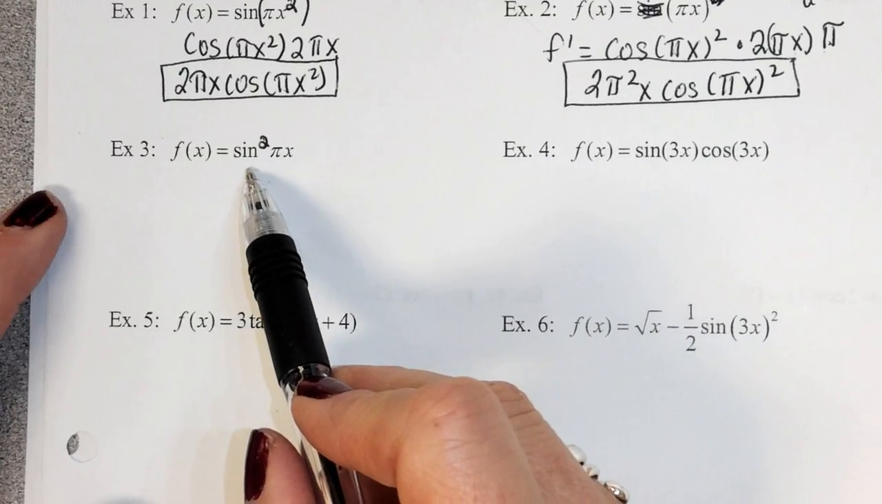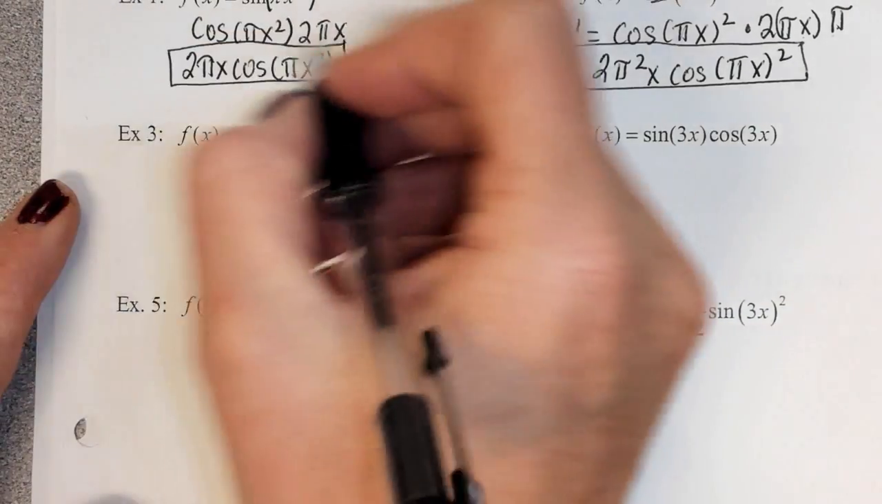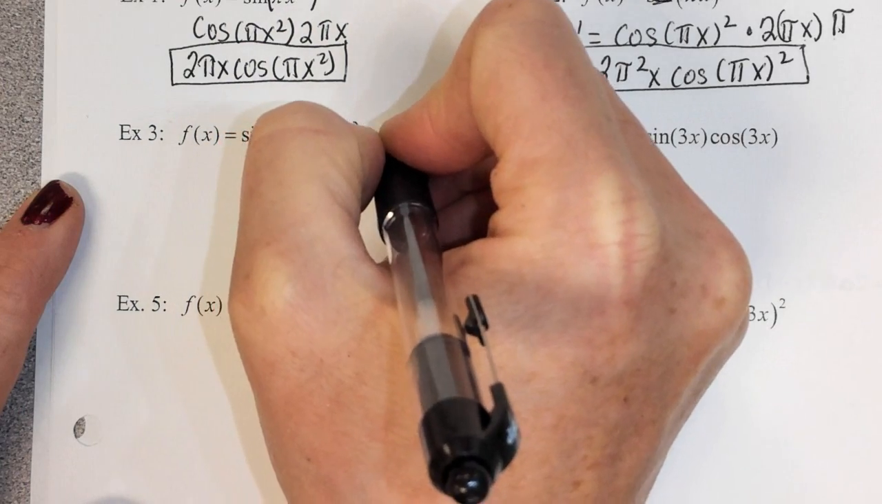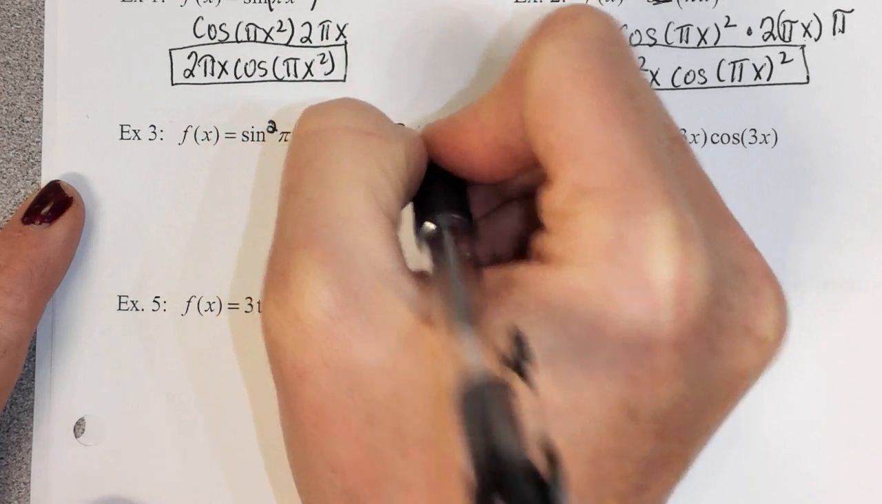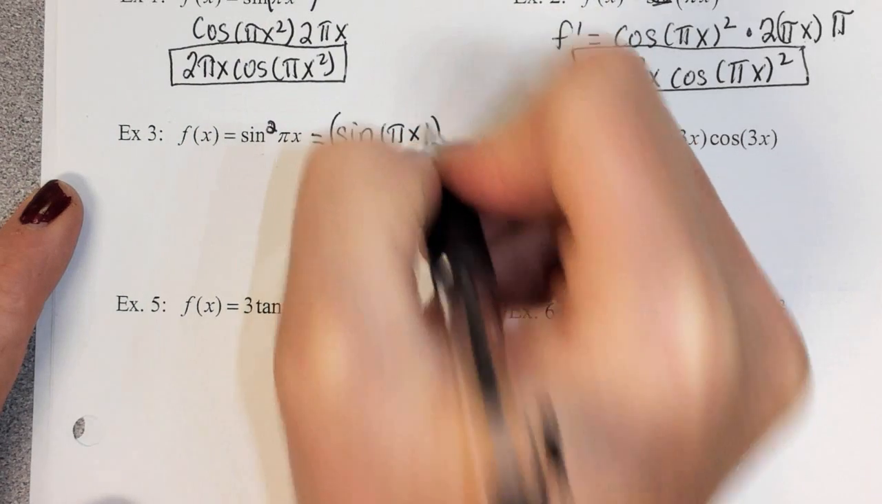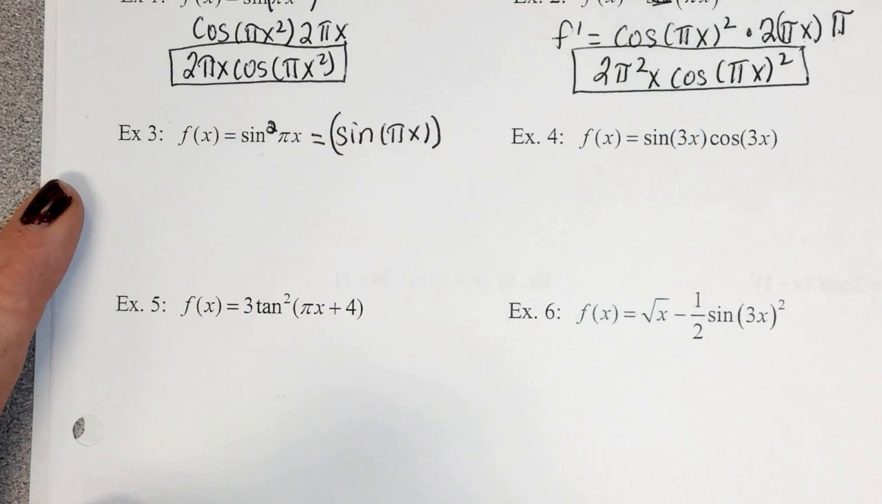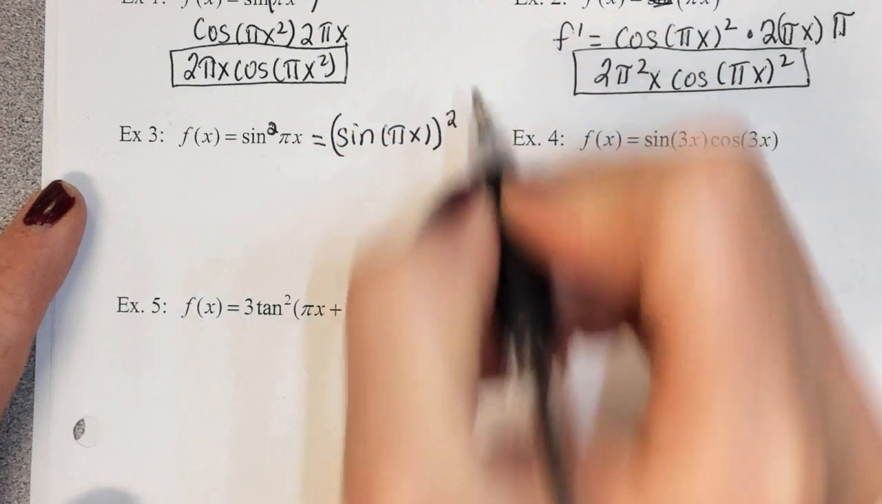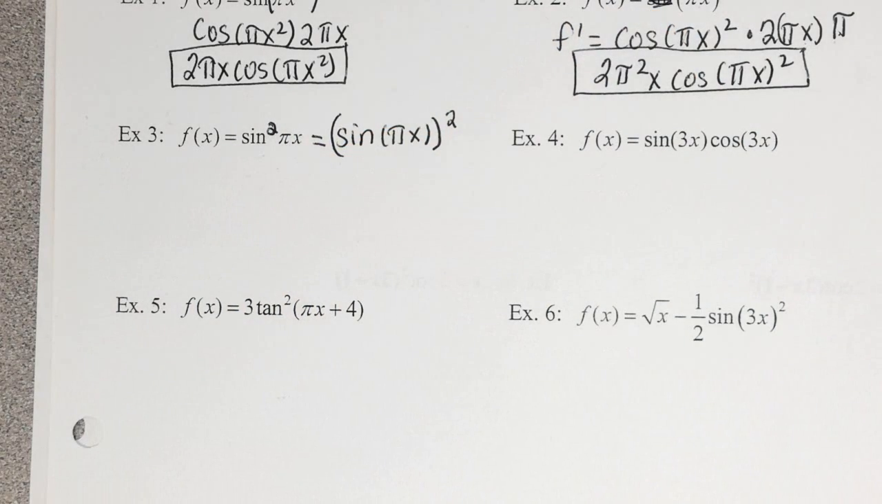All right, let's look at example three now. So on this one, I have to think of this problem as the sine of pi x. And then what happens to this whole thing? It's going to get what? Then the whole thing's going to get squared, right? So we want to think of what's happening last to that function. So the last thing that's happening is that we're taking it and we're squaring it.